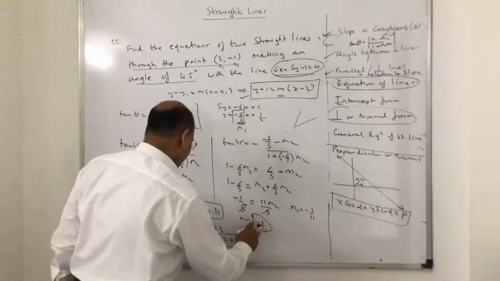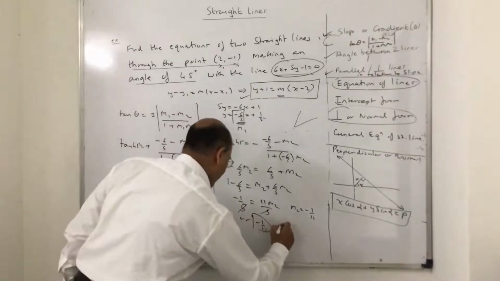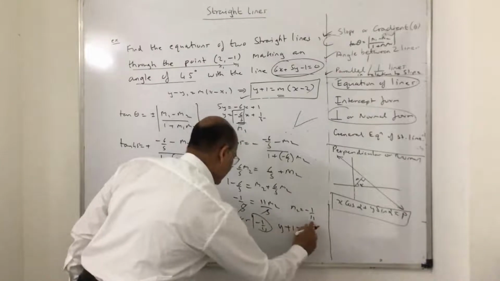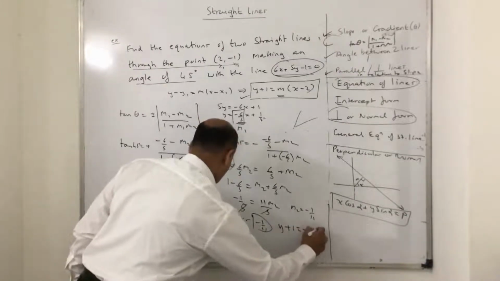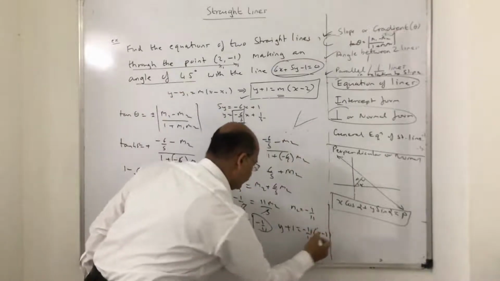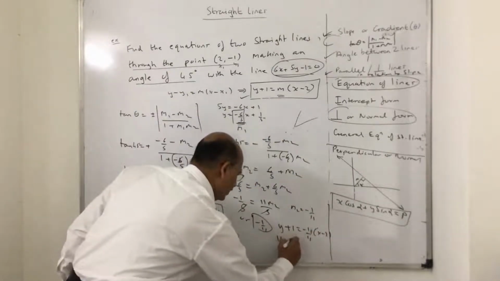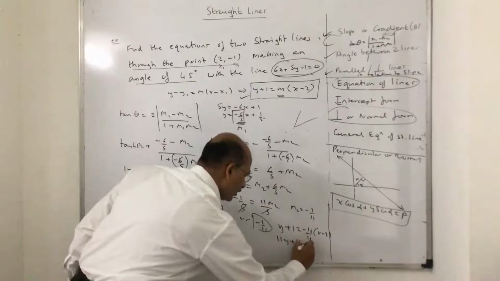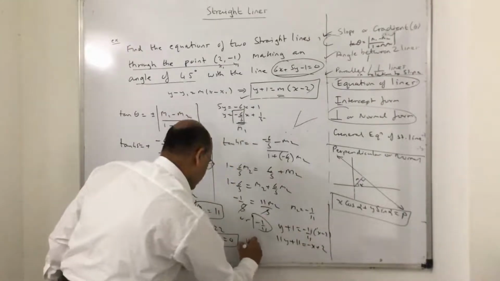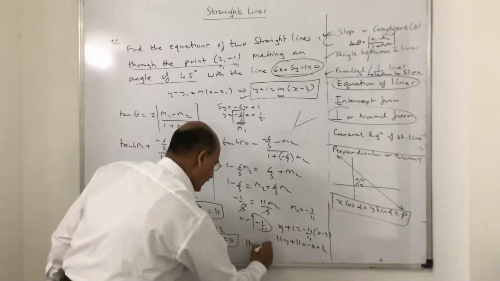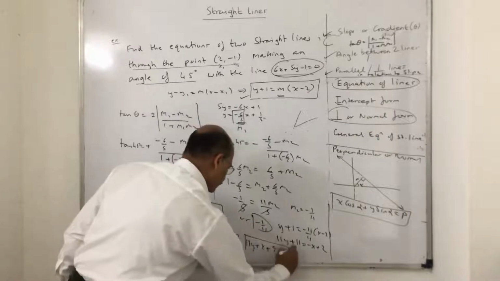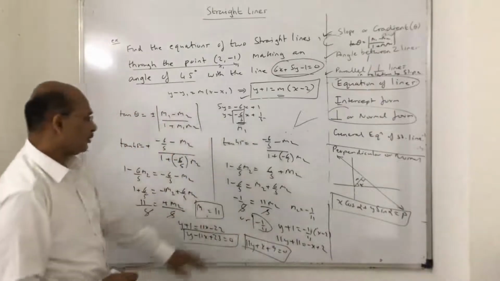So anyway, coming to the point, when the slope is minus 1 by 11, I am writing here y plus 1 is equal to minus 1 upon 11 times x minus 2. Now what will happen now? 11y plus 11 is equal to minus x plus 2. So you can just convert this now. 11y plus x plus 9 equal to 0. So these are the two equations of line.